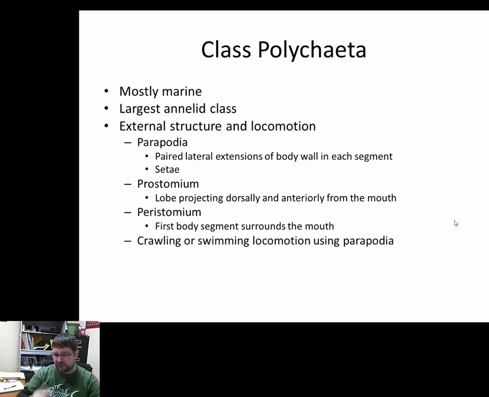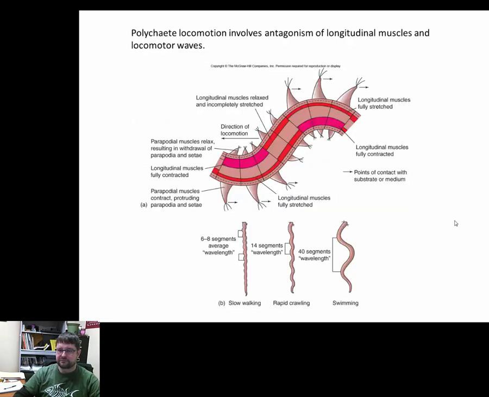And like I said before, we're going to talk about crawling or swimming using the parapodia, and the distinct muscle movements. Okay? So here you can see parapodia, setae associated with the parapodia. They can come in twos, threes, fours, doesn't really matter. But the parapodia are tipped with these setae, these long kind of extensions.